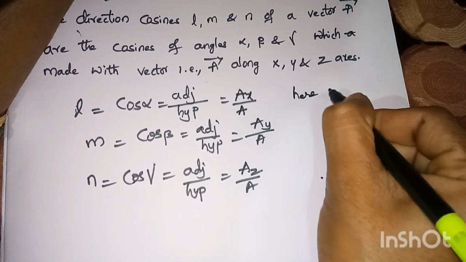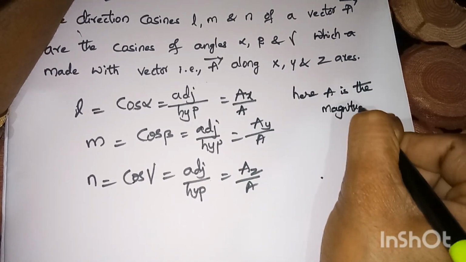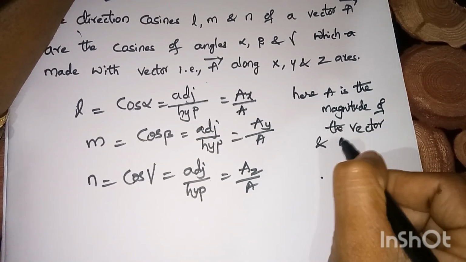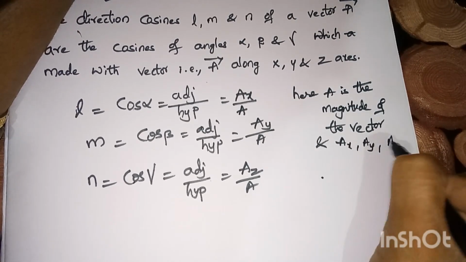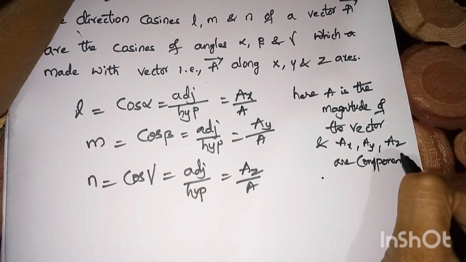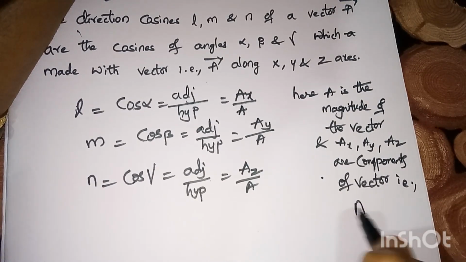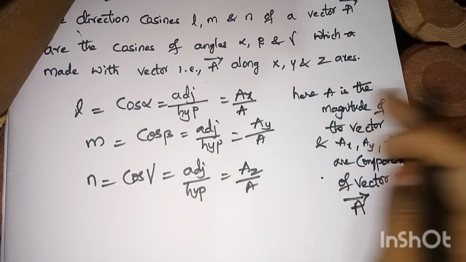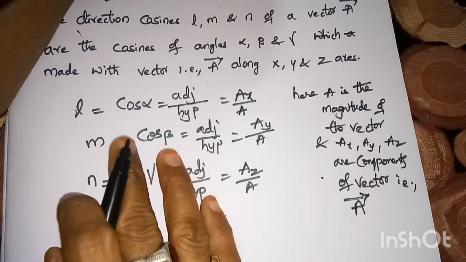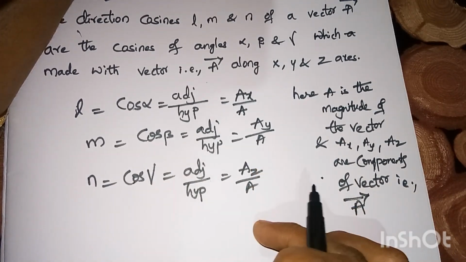Here a is the magnitude of a vector, and ax, ay, az are components of a vector, that is a bar. So a is the magnitude of vector a bar, and ax, ay, az are the components of vector a bar. So cos alpha is ax by a, cos beta is ay by a, cos gamma is az by a.